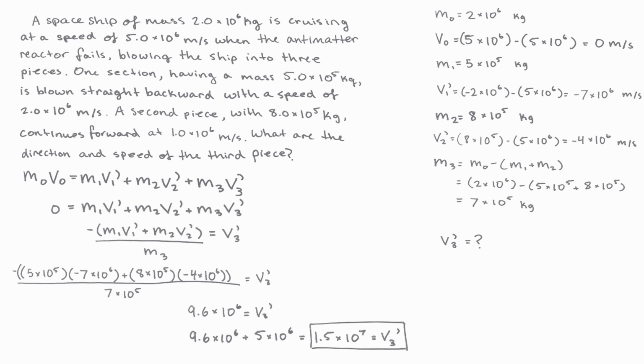So using both solution methods, either from an external reference point or an internal reference point, we are able to see that both ways result in the same answer, 1.5 times 10 to the 7th meters per second.